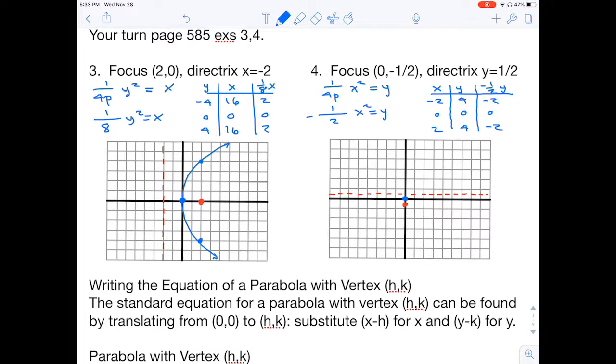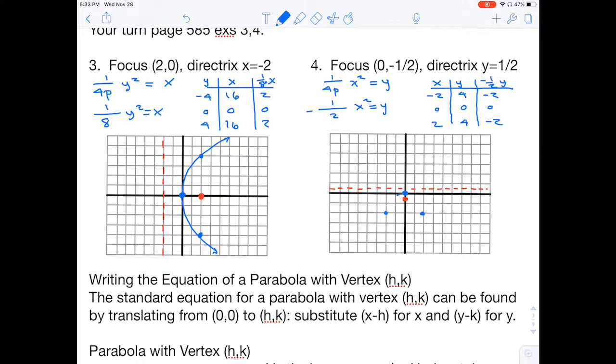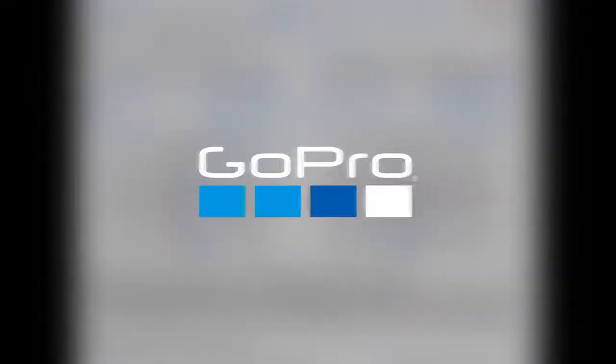So our graph in this case, we get, what's that, (-2, -2), and (2, -2). So our final graph will look like that. Okay, see you in the next video.